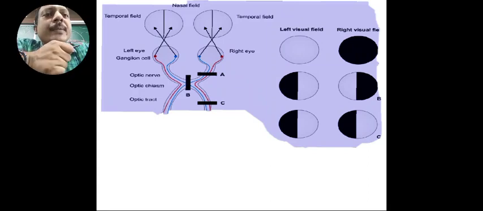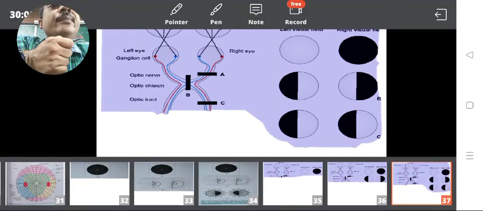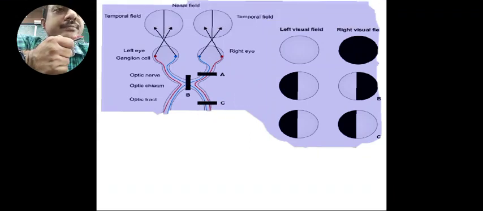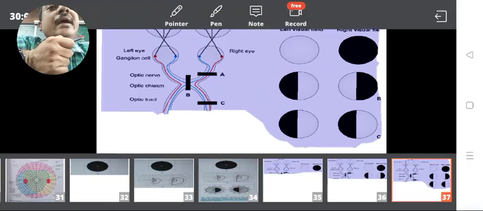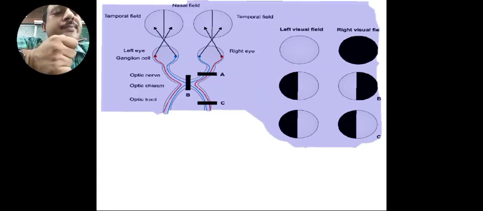Now in this picture, after the optic nerve comes the optic chiasma, and then the optic tract. At point C, the optic tract is severed, and here there is homonymous hemianopia of the left side. If the right-side optic tract is injured, it contains the temporal fiber of the same side and the nasal fiber of the opposite eye, so there will be a defect.